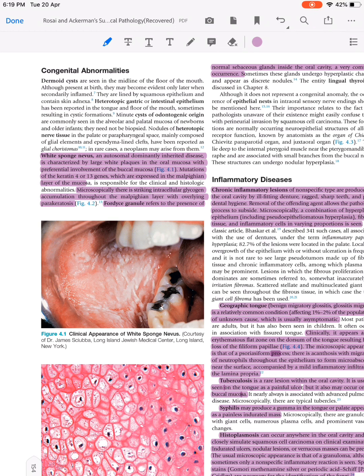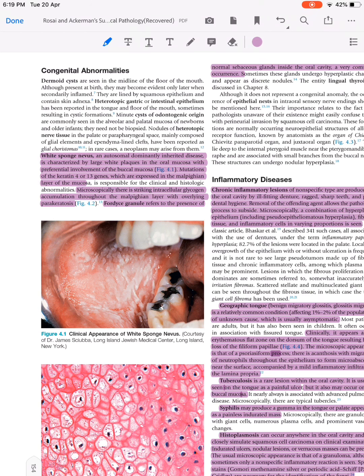This is the white plaque in the oral mucosa, and there is a mutation of the keratin 4 or 13 genes, which are expressed in the malpighian layer of the mucosa.